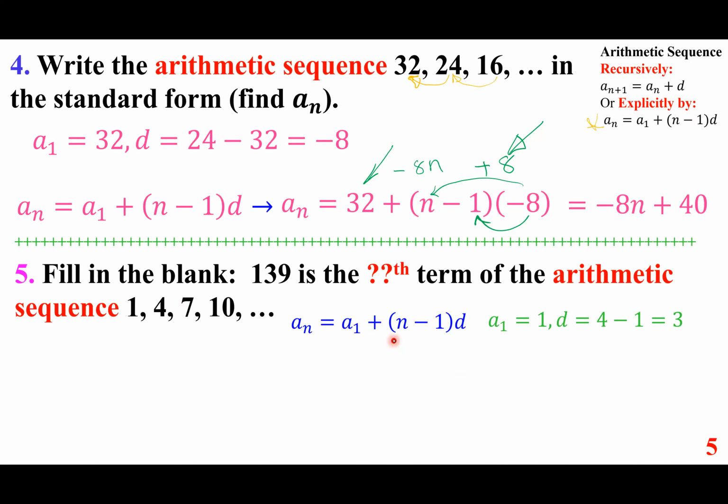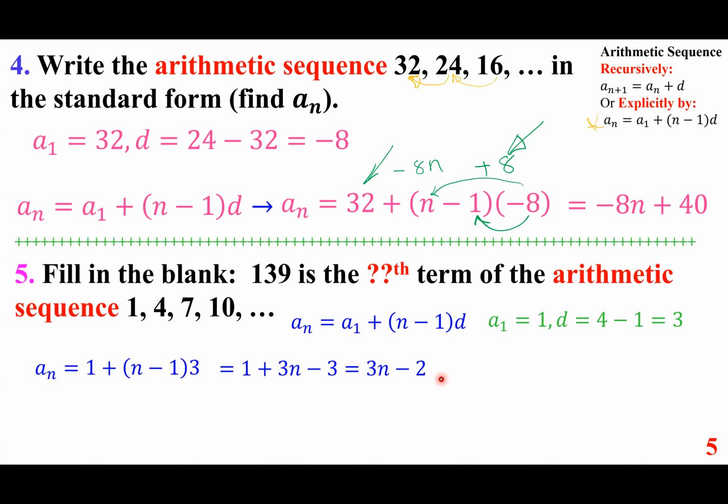We replace the a sub 1 and we replace the d with what we've come up with. Obviously, this is 1 plus 3n minus 3, and we can add 1 and -3 into -2. So that is the general form. A sub n is 3n minus 2.